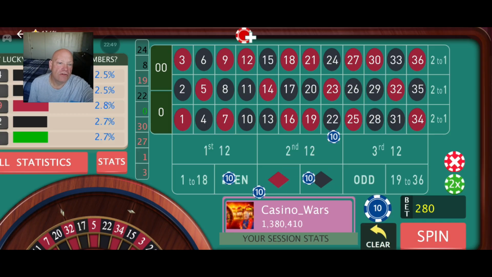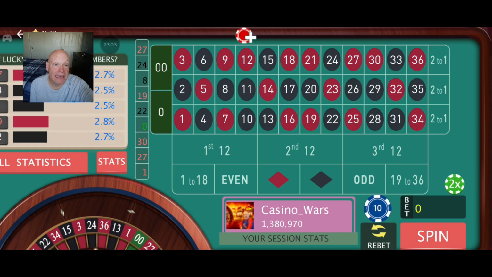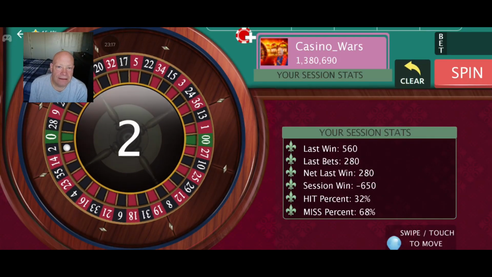Okay, that's a 7 unit loss, so we're just gonna rebet and spin. It would have benefited us if we would have been on there from the beginning. That's 27 red. All right, that's a good one. That's a 280 win. See, that's what I'm talking about. Now we got 6 red numbers on the top instead of only 5. So we're gonna rebet and we're gonna spin because we're not in session profit yet, but we need a couple more wins like that. And at least now we have the numbers there.